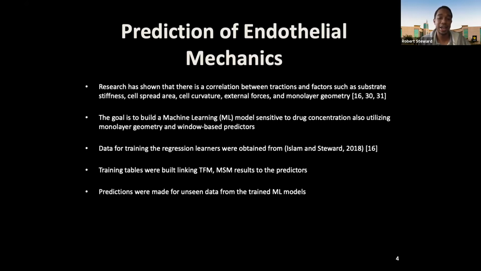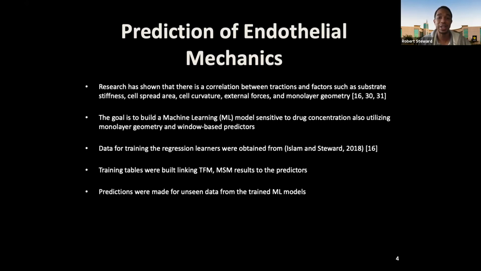But the idea is that we actually use MATLAB to do this. MATLAB has a machine learning toolbox. We use it quite a bit. We tried quite a few machine learning models, but the ones that I'll show today are results from the stepwise linear regression model and a quadratic support vector machine model here. And the idea is we essentially wanted to predict how the mechanical forces would change in response to drug concentrations. Now, the data from this came from experiments that I have referenced here, Islam and Steward, in 2018.